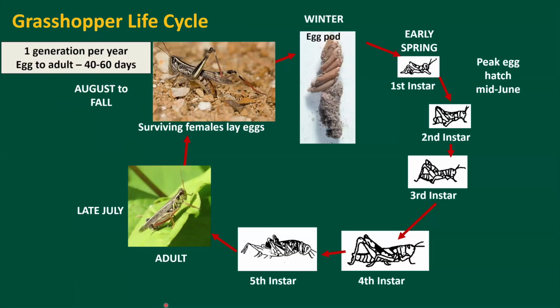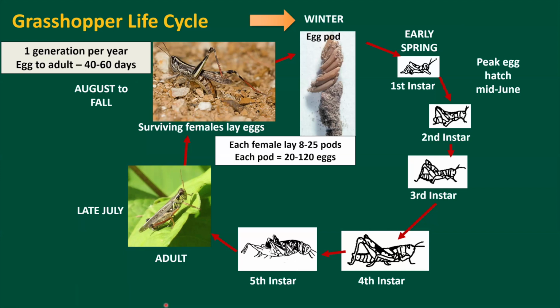They have a long life cycle, 40 to 60 days, but we only have one generation per year. They start with the egg pods in the soil. They can contain up to 120 eggs and each female will lay 8 to 25 pods. And then once it starts to warm up, the nymphs will hatch, the young grasshoppers, and they go through several instars or growth stages, up to 5. And then it'll molt into an adult insect in the late summer.